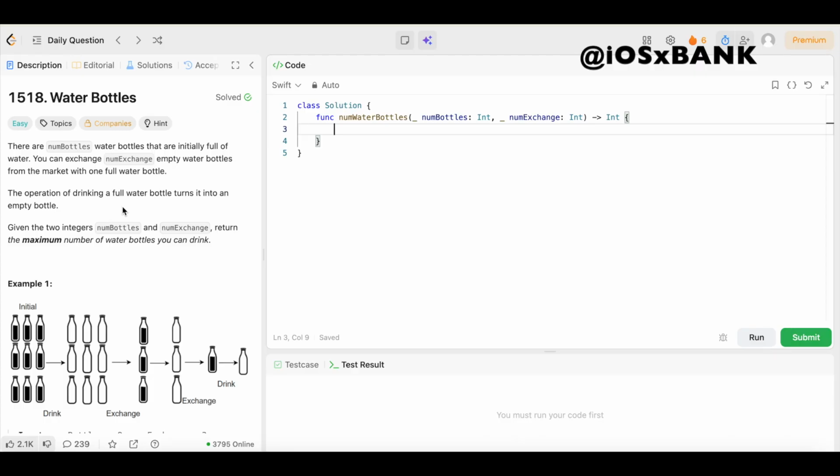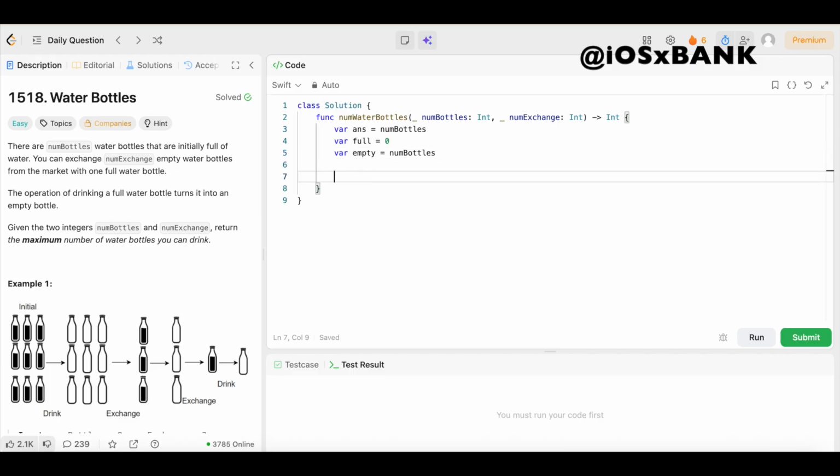The solution is not that difficult. The first thing we're going to do is start with the total number of bottles we initially have. So we're going to declare a variable called ans, and we're just going to set that equal to numBottles. Boom. Then we need a variable to hold the number of new full bottles obtained after exchanges. So we can declare another variable called full, and we'll set that equal to 0 just to start. Boom. Now we need a variable to track how many empty bottles we currently have. So we can declare another variable called empty, and we'll set that equal to numBottles.